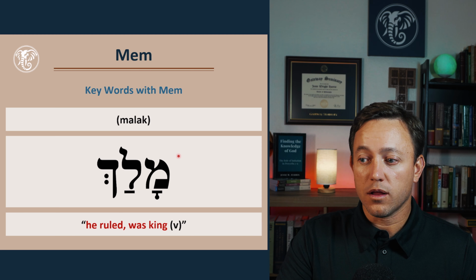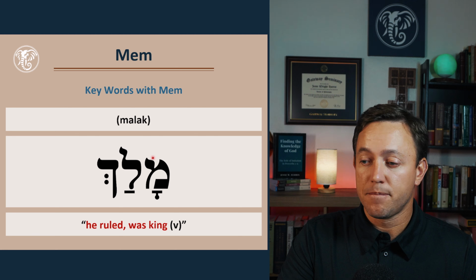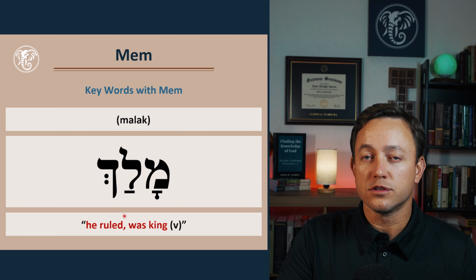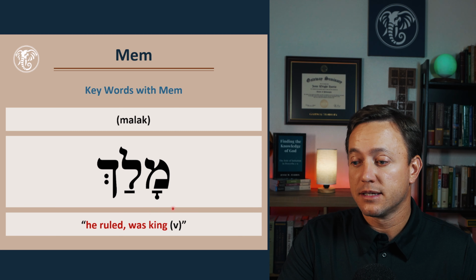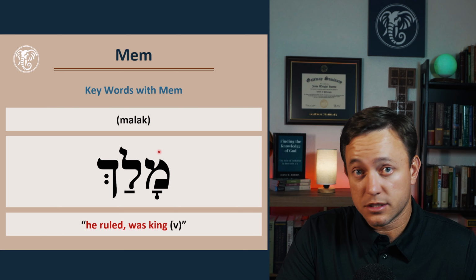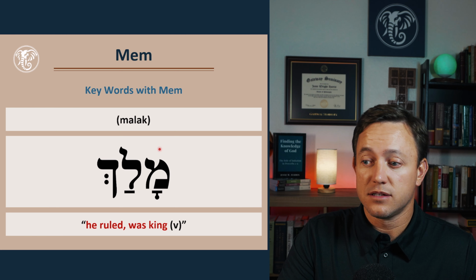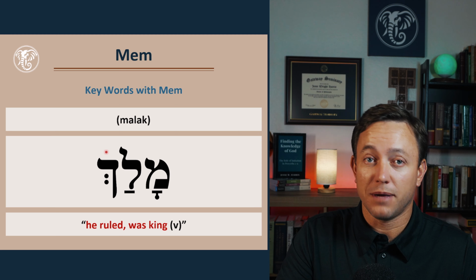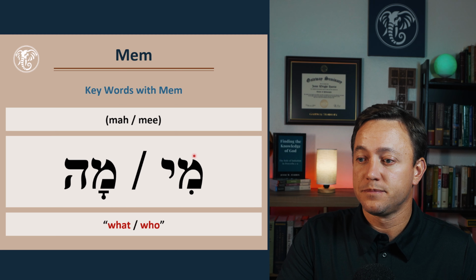All right. Well, how about another one here? This is the word malak. Now, malak is a verb meaning he ruled or he was king, maybe. All right. So malak. And this is related to that word for just king, melech, right? So melech comes from malak, he ruled.